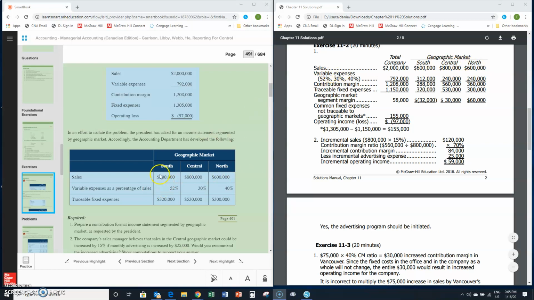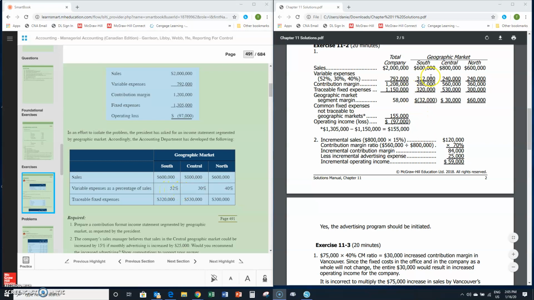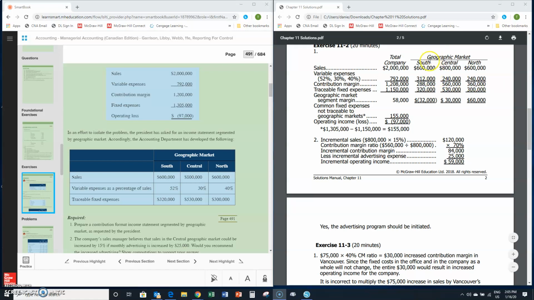Our variable expenses, we're told what percentage of sales they are. So for South, it's 52% of sales. So you just multiply that out yourselves. 52% of 600,000, 312,000. Central is 30%, and North is 40%. So you use that to get your variable expenses. And when you deduct your variable expense from your sales, you have your contribution margin. So the numbers for the individual segments would add across to give you your total for the company.